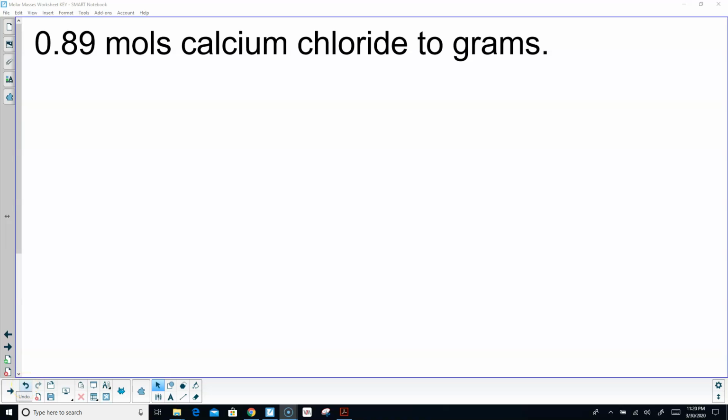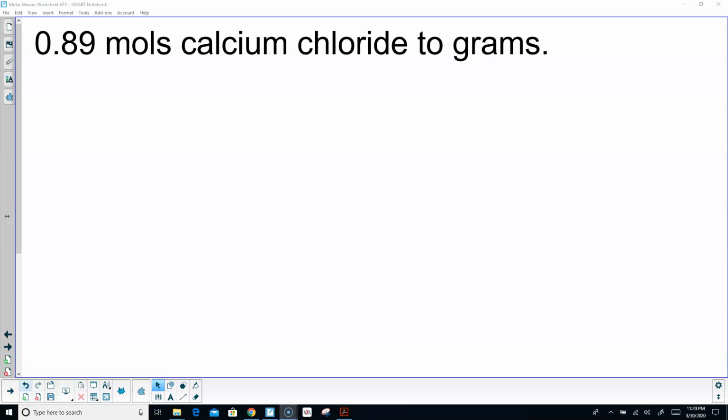All right, this is the solution guide for the mole conversion worksheet. So we're converting moles and molecules and grams, all that stuff. All right, so first one, 0.89 moles of calcium chloride, and we're going to mass.